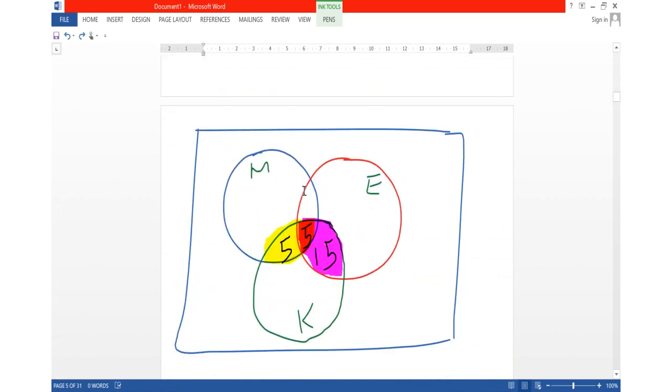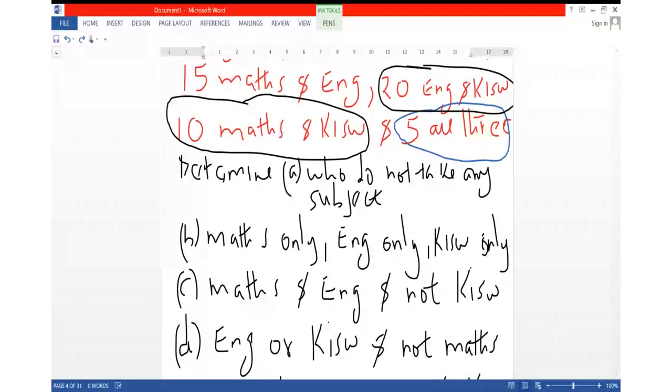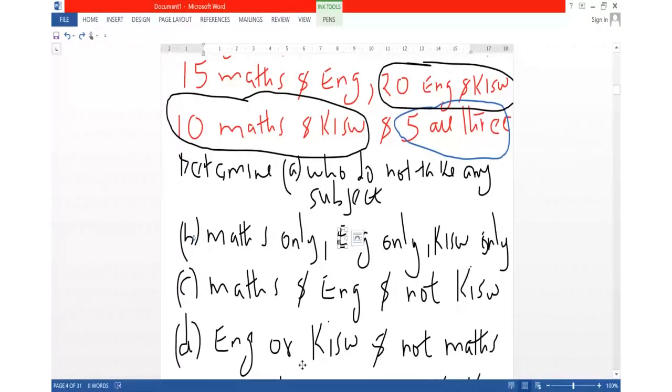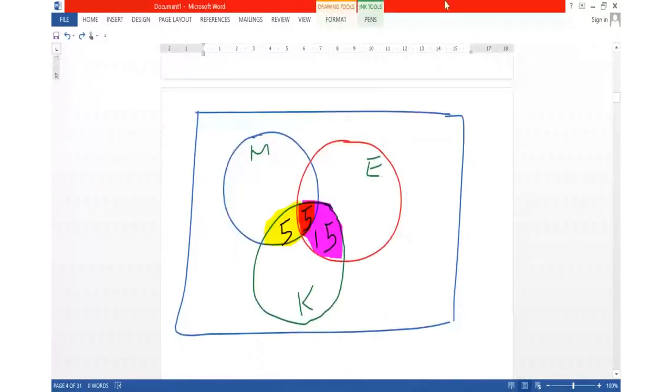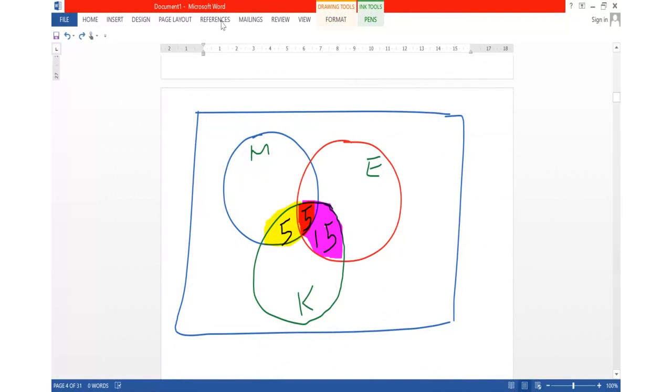Let me confirm again for maths and English. Maths and English, they are 15. So already we have listed 5. So we need how many? We need 15 minus 5, there'll only be 10. Now after doing the 3, then you go to 2. Now we deal with the individuals.